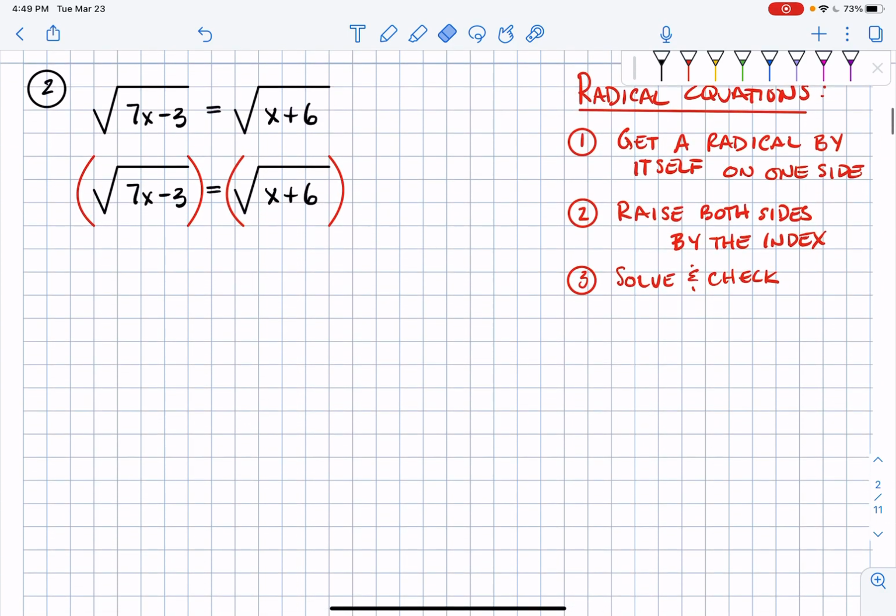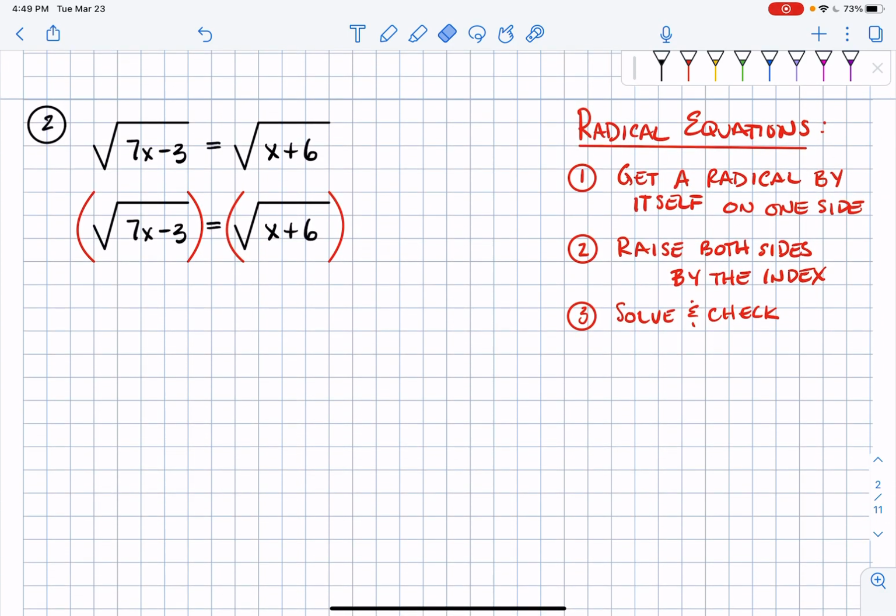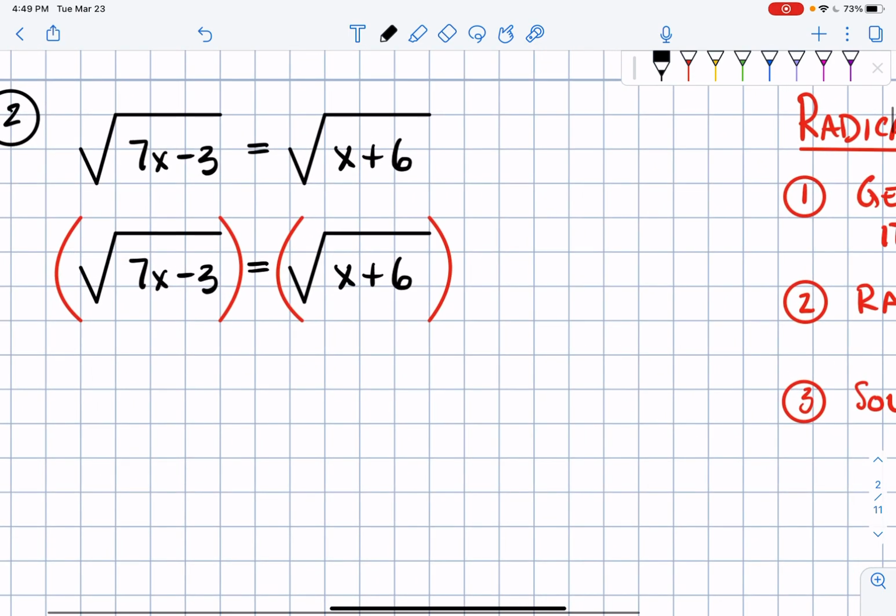On to number 2. Number 2, I have another radical equation, but again, if I have more than one radical, I want to get only one of them on one side and the other on the other. The nice part about this is that they're already separated. So all I've got to do is raise both sides by the index. Since the index here is a 2, I square both sides. Square root and squared are opposite operations, so I'm left with 7x minus 3 is equal to x plus 6.